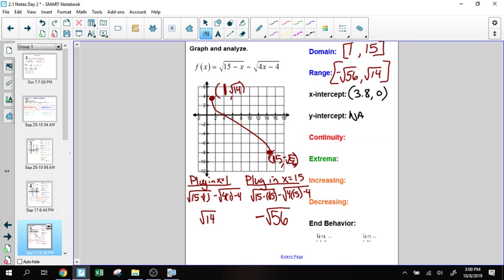It is continuous. I can trace that whole picture without picking up my pencil, but it's only continuous on the domain. No maxes or mins because there's no hills or valleys. In this one, as I trace the entire time, my pencil is headed down, so it is never increasing, decreasing the entire time from 1 to 15 on the domain. Does not continue to the left, does not continue to the right, so no end behavior to talk about. Any questions on that?